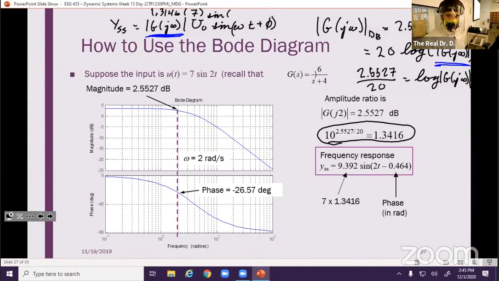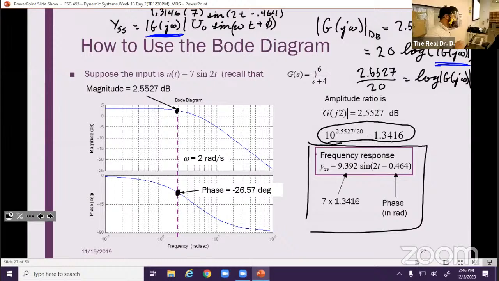Times sine of 2t, because we know that the frequency was 2 radians per second. And now we just need phi, right? Well, we come here, right? We pull phi from right there, right? Off my phase. That tells me that it's negative 26.57 degrees. I convert it to radians. Minus 0.464, right? So that's how we get here.